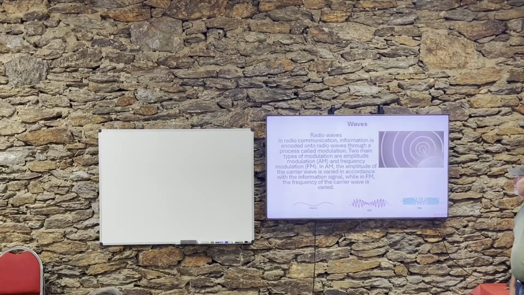Radio waves. In radio communication, information is encoded onto radio waves through a process called modulation. We're going to get into some technical terms, but I'll try to keep it down to earth as much as possible. The two main types of modulation are amplitude modulation, AM, and frequency modulation, FM. Everybody knows AM, FM.